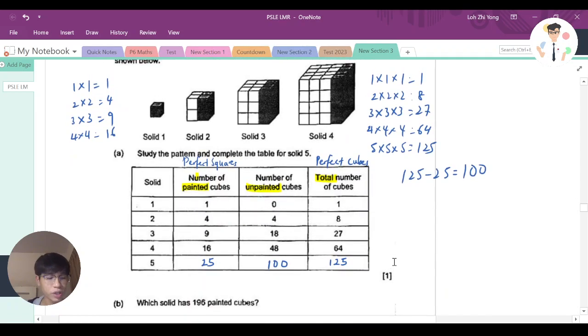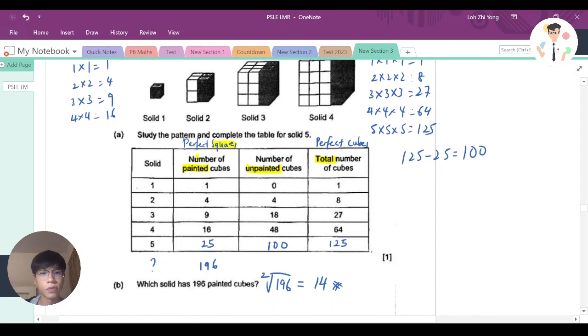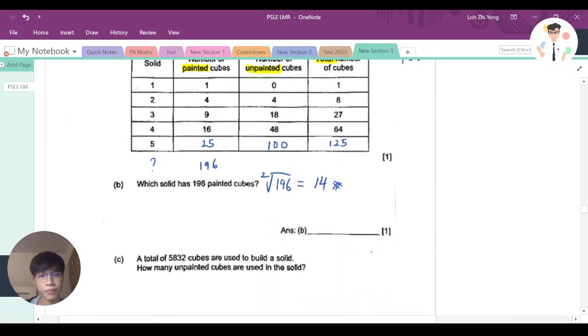B. Which solid has 196 painted cubes? Now, if here is 196, then what will be the solid number? And of course, you know this is a perfect square. So what you need to do is just to square root 196. Just press on your calculator and you find out the answer is actually 14. And we are done. So let's move on to question C.